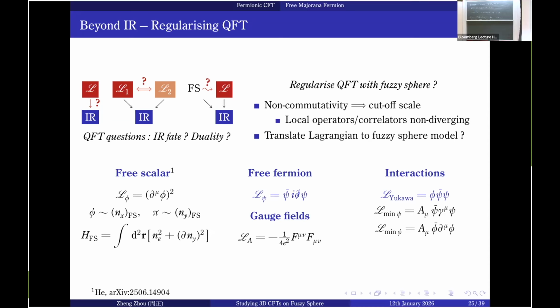So what we want to ask is how to translate the Lagrangians to the fuzzy sphere model. The first step has already been made.